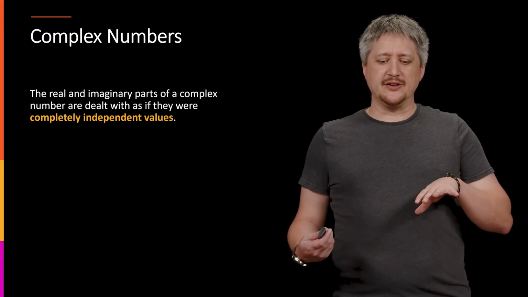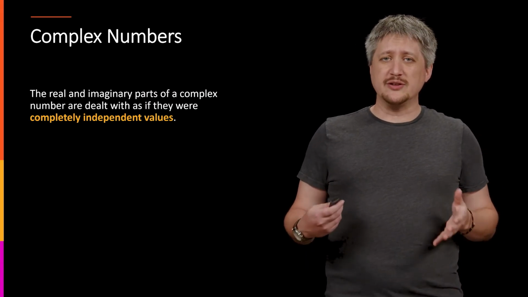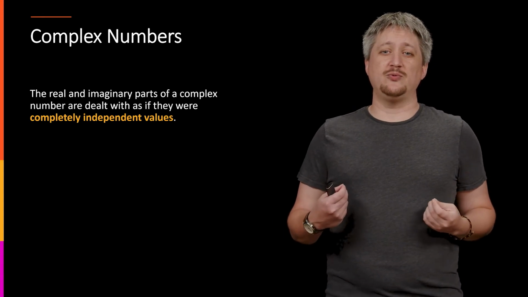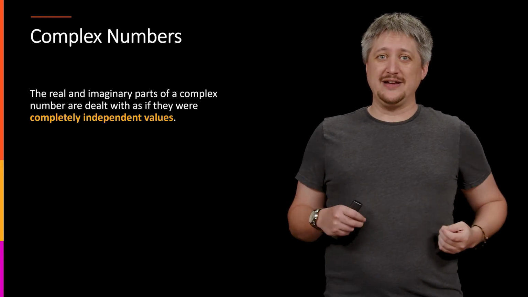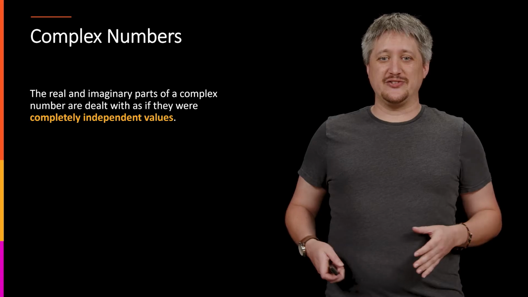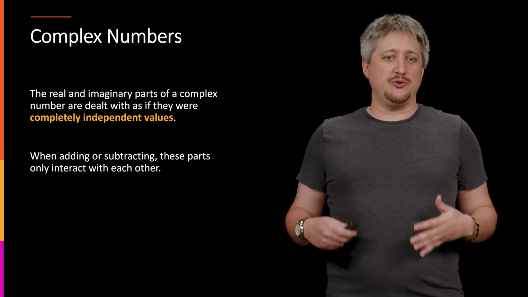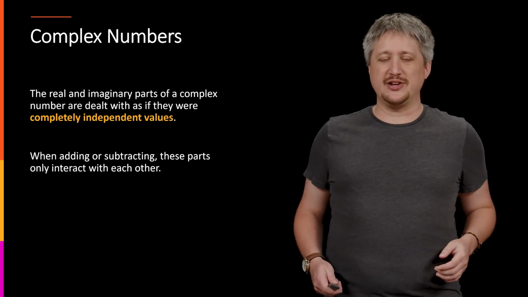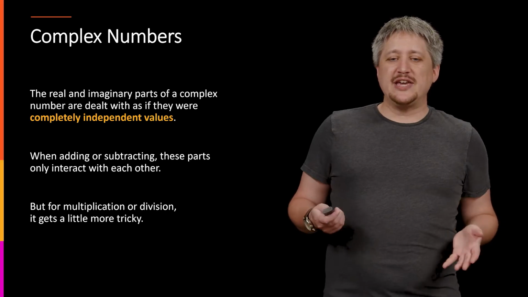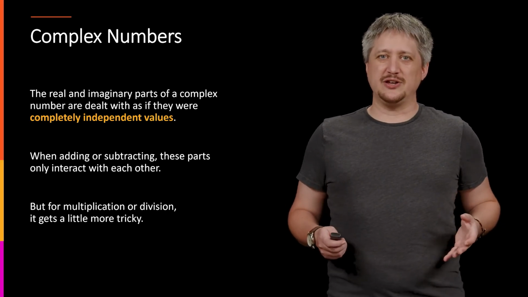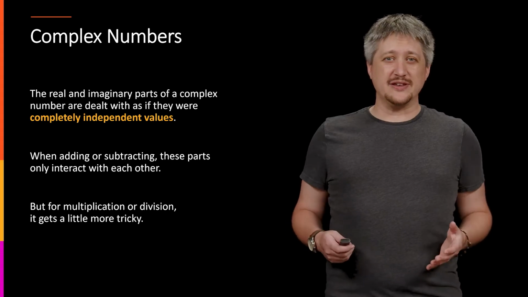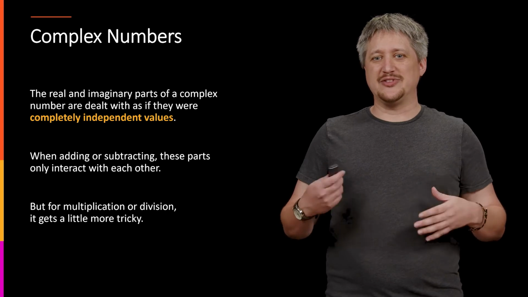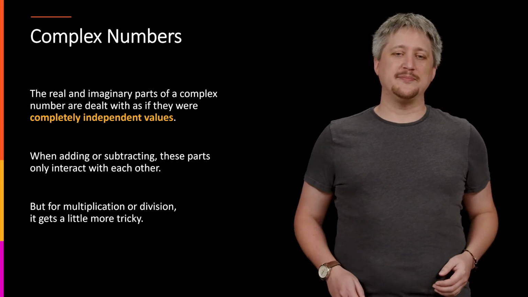But the important part is how we deal with them, right? The real and imaginary parts are dealt with as if they're completely independent values, meaning you don't put the a and the b together in any way. The imaginary stuff goes with imaginary stuff, real stuff goes with real stuff. So when you're adding and subtracting, that's how it works: the real stuff together, the imaginary stuff together. But for multiplication and division, it gets a little more tricky because you end up having to distribute stuff in a nice way so that you can put it all back together again. We're going to go through some examples, okay?